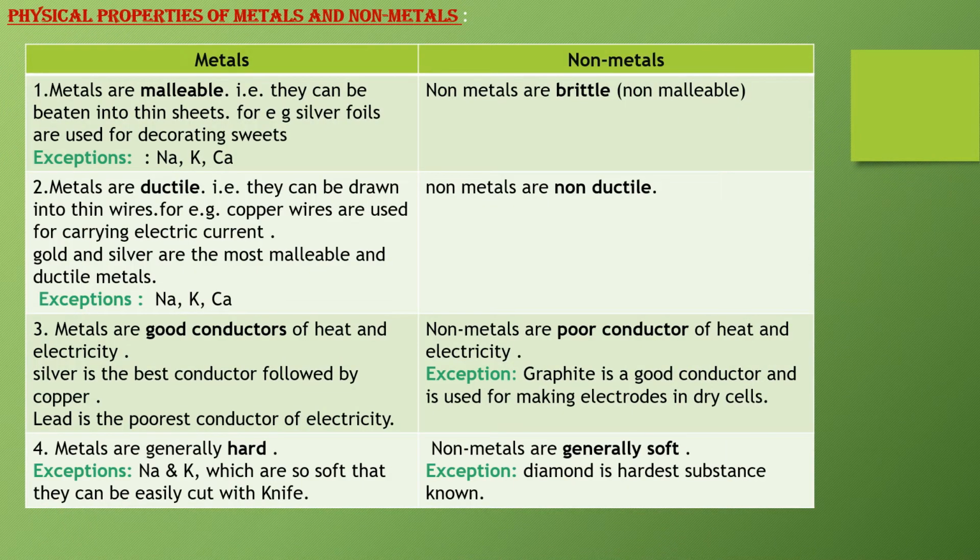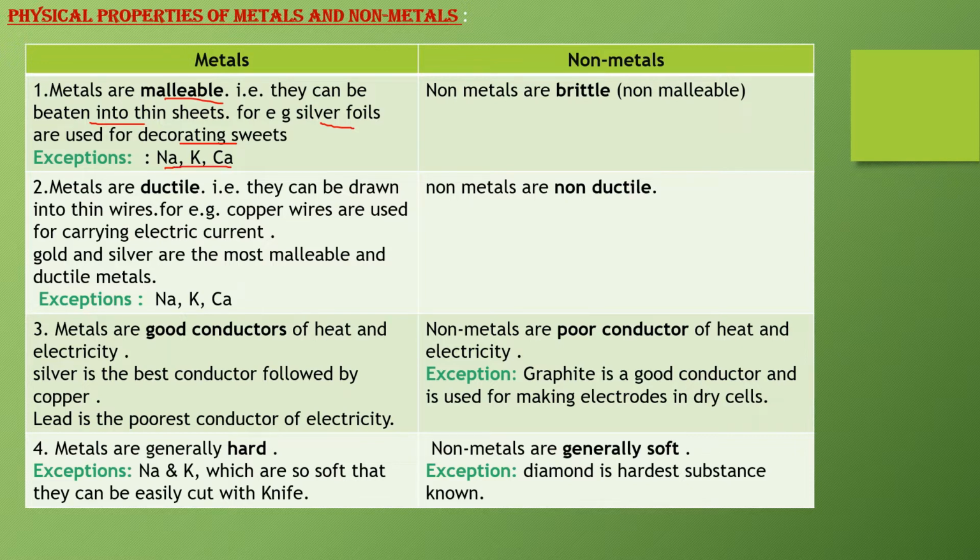Now I am taking physical properties of metals and non-metals. First property is malleability. Now all the metals are malleable in nature. That means they can be beaten into thin sheets. Now this property of metals is very useful. For example, silver foils are used for decorating sweets, for packaging food, etc. Now here exceptions are sodium, potassium and calcium.